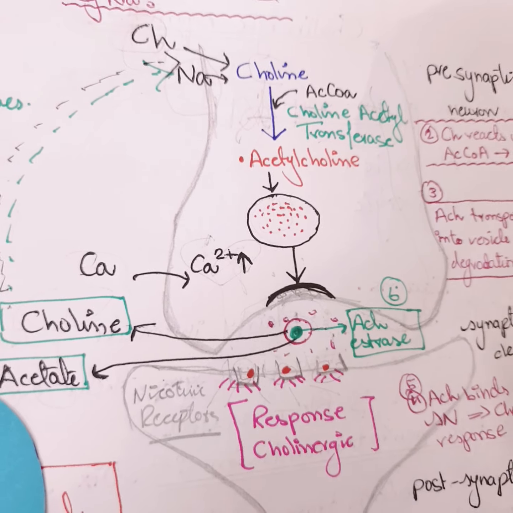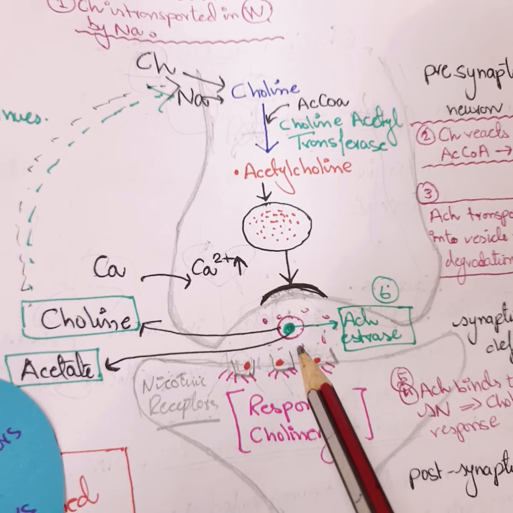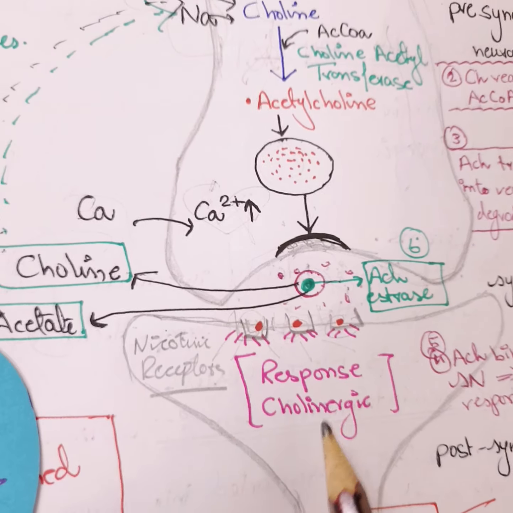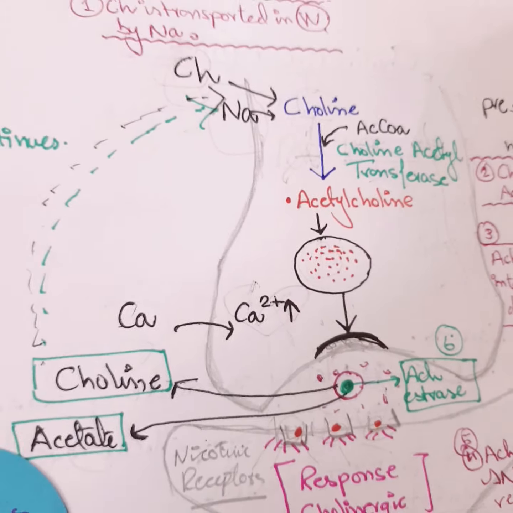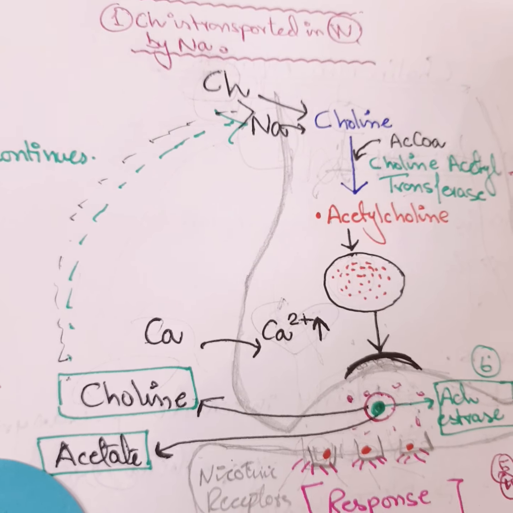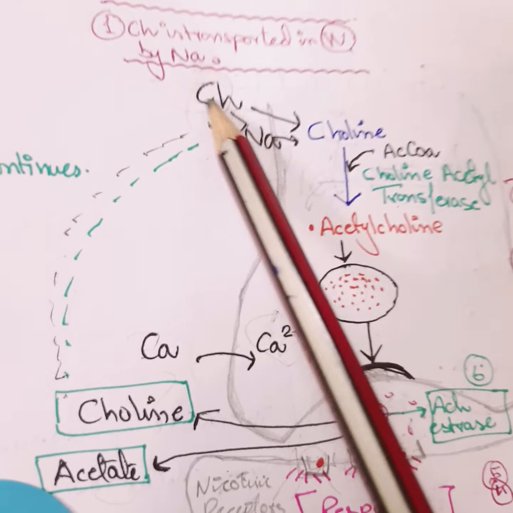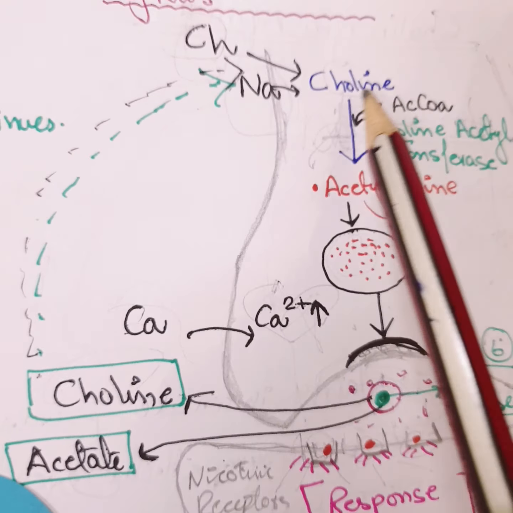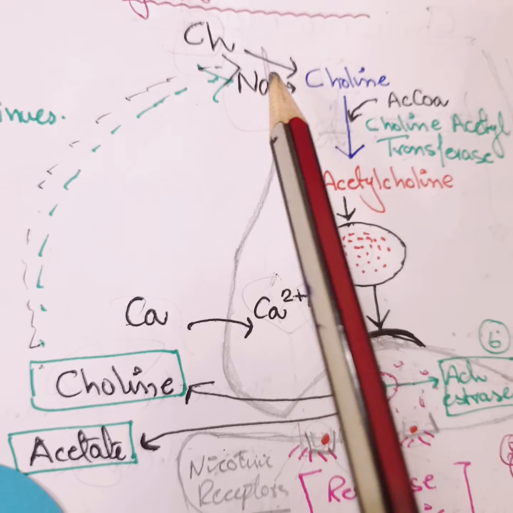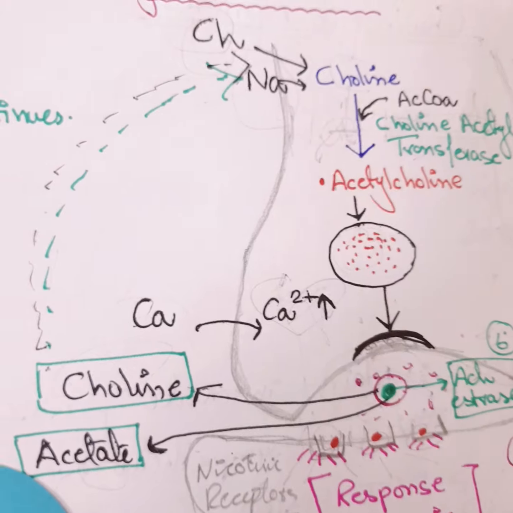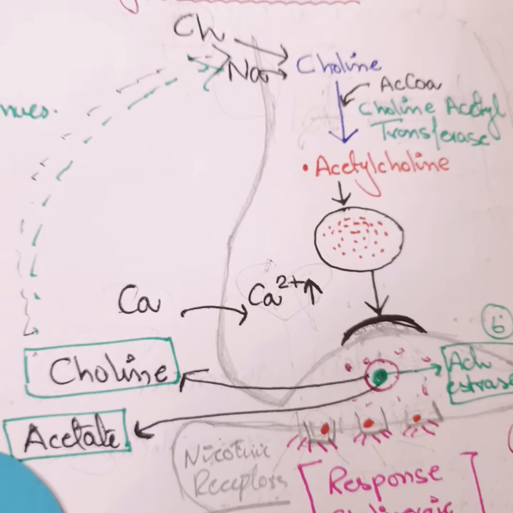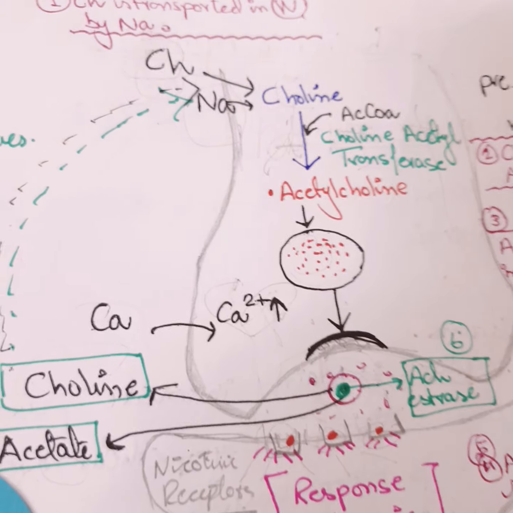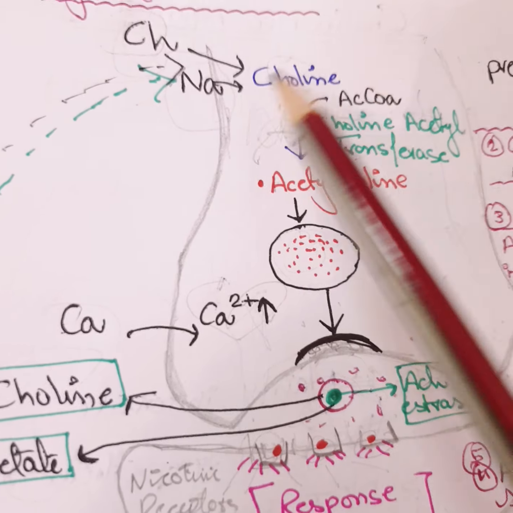Here this is the presynaptic neuron. Here we have the synaptic cleft, and this is the postsynaptic neuron. In the first step, choline needs to be transported into the presynaptic neuron. For this, first sodium will be transported into the cell. This will provide energy to choline, which will help choline to enter the presynaptic neuron.